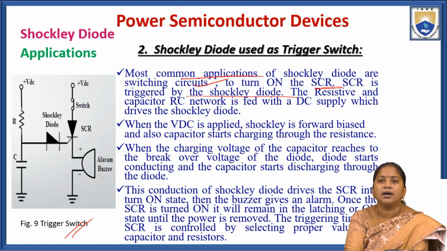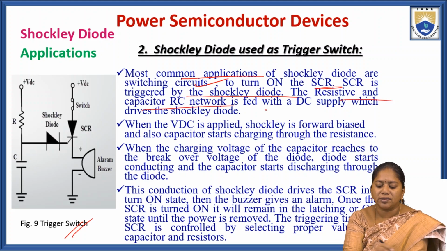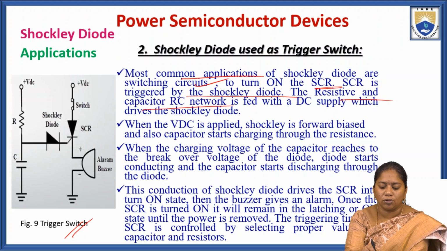So here in the SCR, the triggering is done by using the Shockley diode. The resistor and capacitor RC network is fed with a DC power supply which drives the Shockley diode. When the VDC is applied, the Shockley diode is forward biased and the capacitor starts charging through the resistance. When the charging voltage of the capacitor reaches the breakover voltage of the diode, the diode starts conducting and the capacitor starts discharging through the diode. This conduction of the Shockley diode drives the SCR into the turn on state.